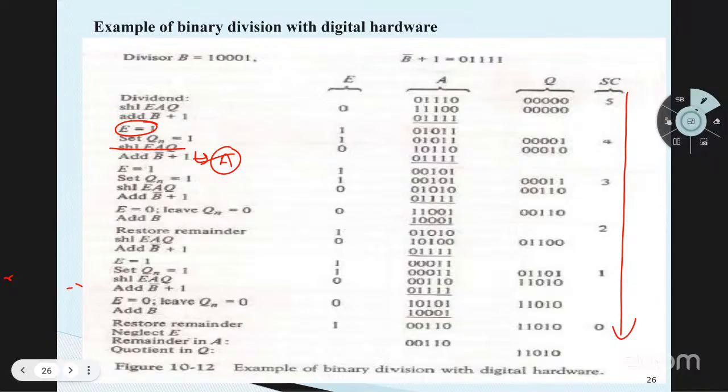How many times should we do this? Here also there is a counter, and the counter value is equal to the number of bits in the divisor. How many bits are there in the divisor? 1 2 3 4 5. So the counter is set with 5. So 5 4 3 2 1 0. So this is the division operation.